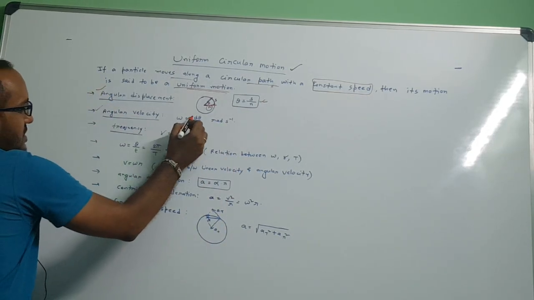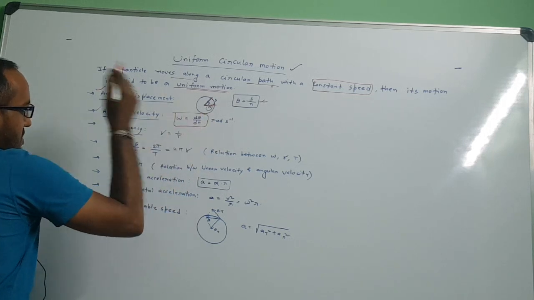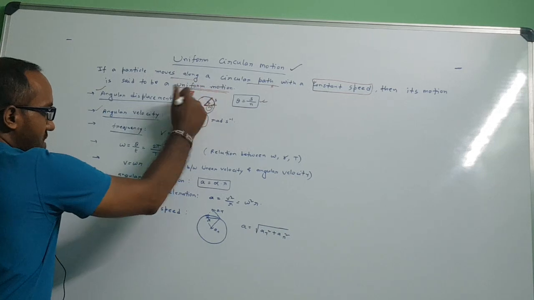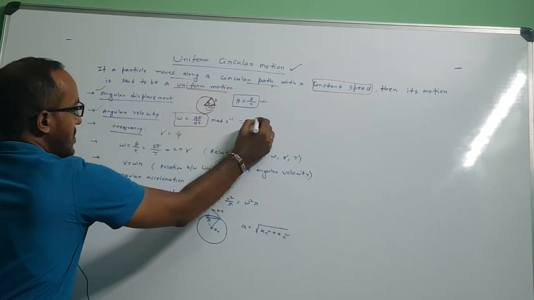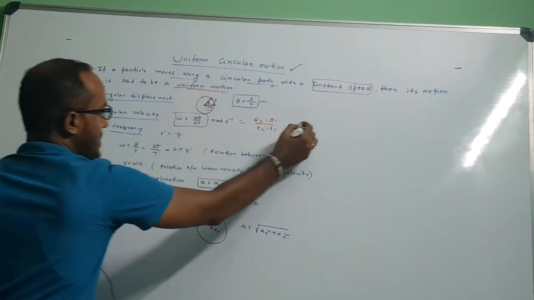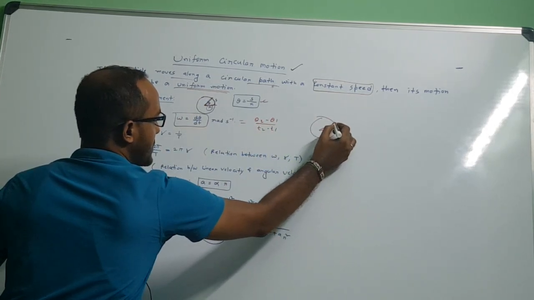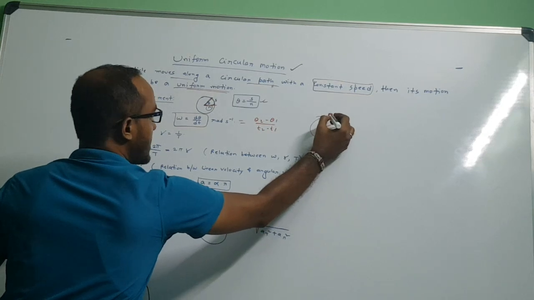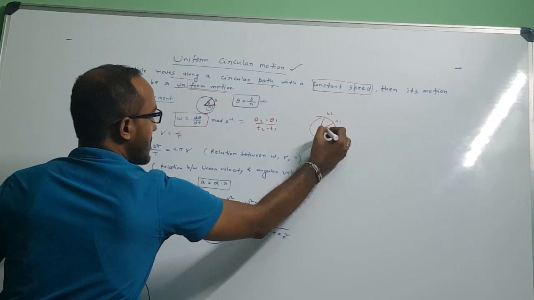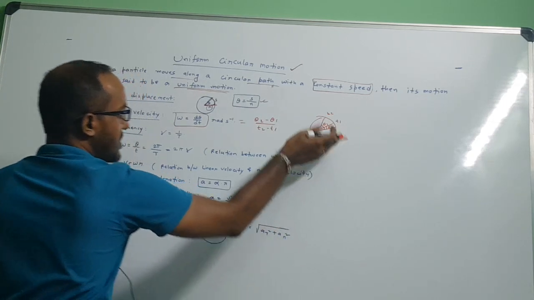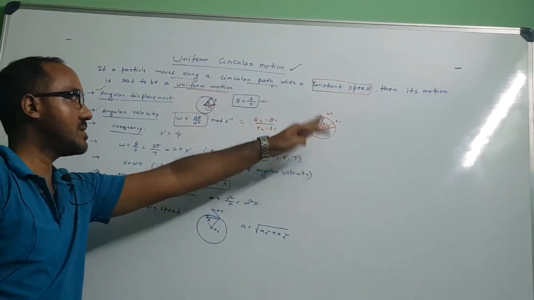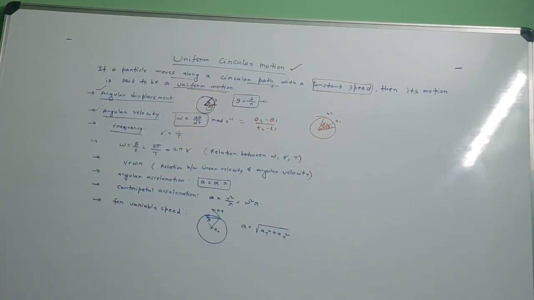Now angular velocity is d theta by dt, that is, angular displacement by time is your angular velocity. Let us say this angle is theta 1 and this is theta 2. So it is theta 2 minus theta 1 by t2 minus t1. If the object moves from this position to this position, in t2 time here and t1 time here, so this angle, let us say theta 2, and this angle, let us say theta 1. So it covers theta 2 minus theta 1 divided by t2 minus t1, which is your angular velocity.